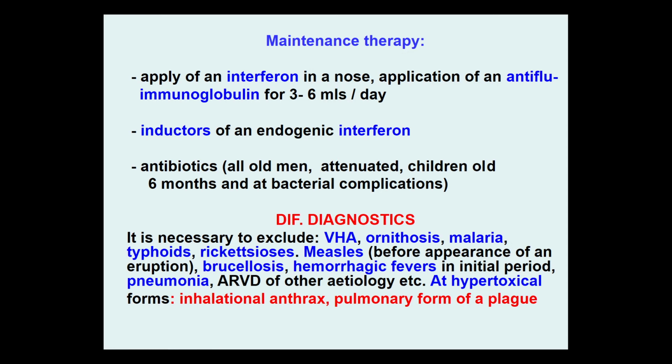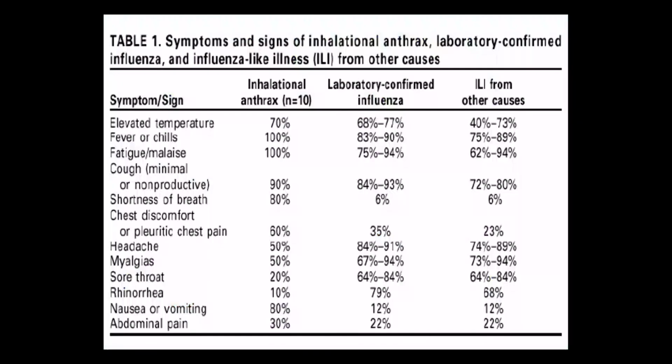Differential diagnosis: it is necessary to exclude viral hepatitis A, ornithosis, malaria, typhoid, trichinosis, measles before appearance of eruption, brucellosis, hemorrhagic fever in initial period, pneumonia, acute respiratory viral disease of other etiology, and hypertoxical form, inhalation anthrax, pulmonary form of plague. The symptoms and signs of inhalation anthrax, laboratory confirmed influenza, and influenza-like illness from other causes.